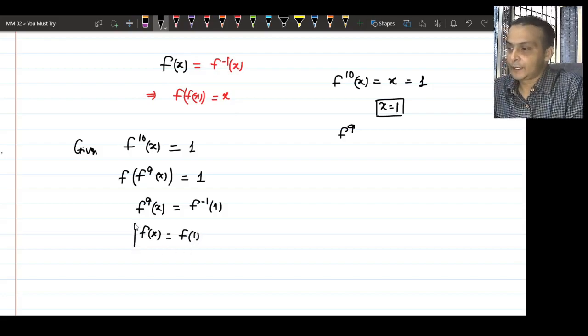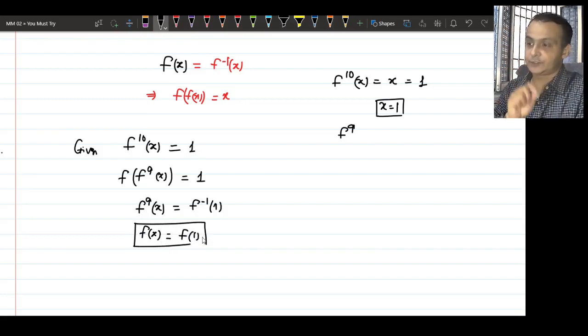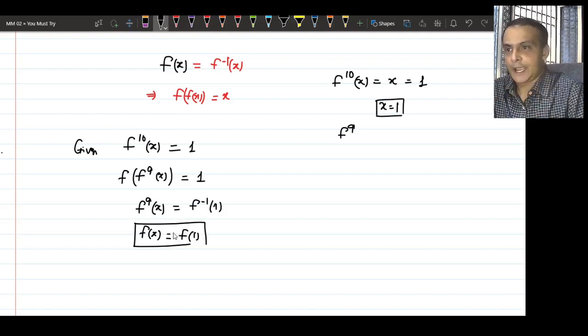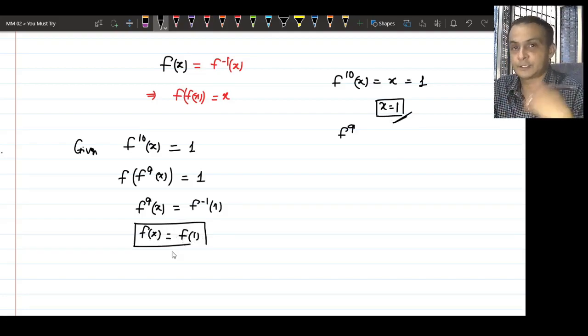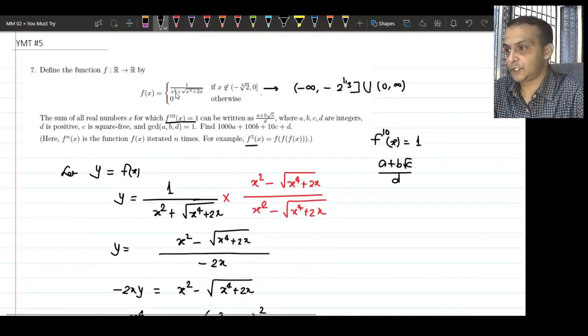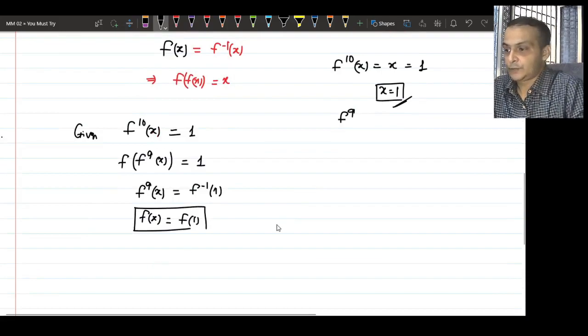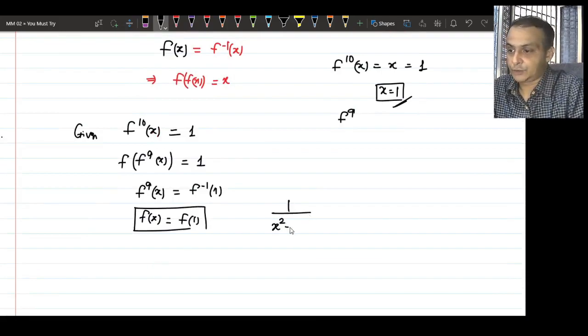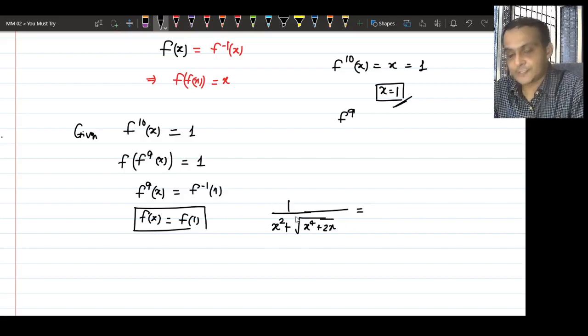It means we are solving f^10(x) is equal to 1, or we are solving f(x) is equal to 1. These are equivalent, correct? And one root we have already found, that is equal to 1. So maybe this will give you some other solution rather than 1, correct? So we'll just look for that. What we have is f(x) equal to f(1). Our f(x) originally was this function, so we are just writing that: 1 by x squared plus square root of x to the power 4 plus 2x, and it is equal to the value of this function at 1.